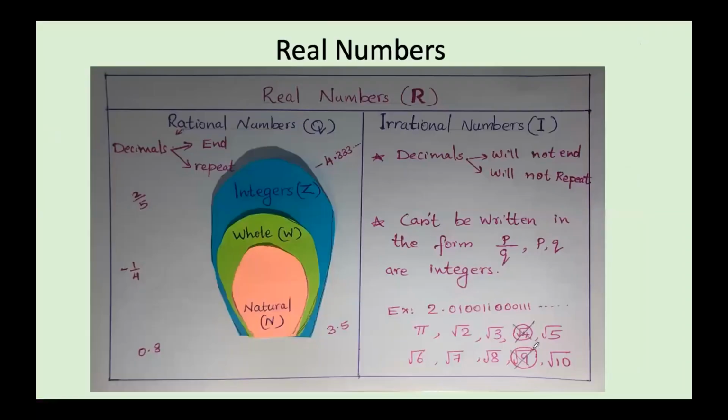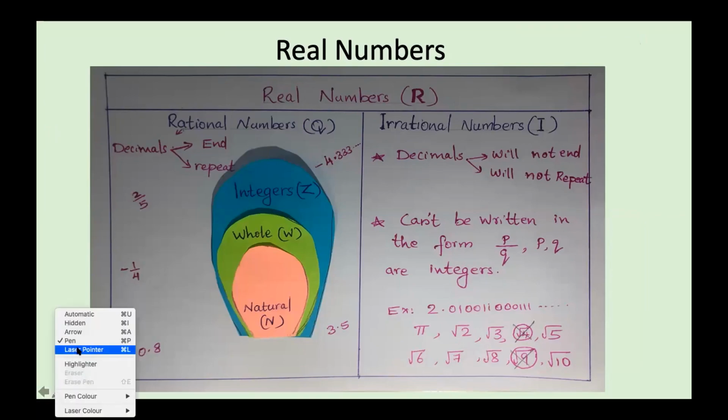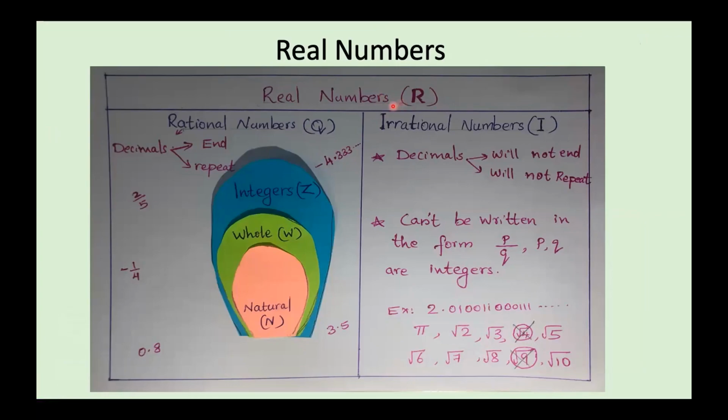Let's move on. This is another activity that you can do yourself. So just pause here and try to make this yourself in your copybook to make it clear. You see here, have you noticed? Under the letter R, you have Q and I. And under I, there is only one category, irrational number. But under the category of rational numbers, you have integers, whole numbers, and natural numbers.